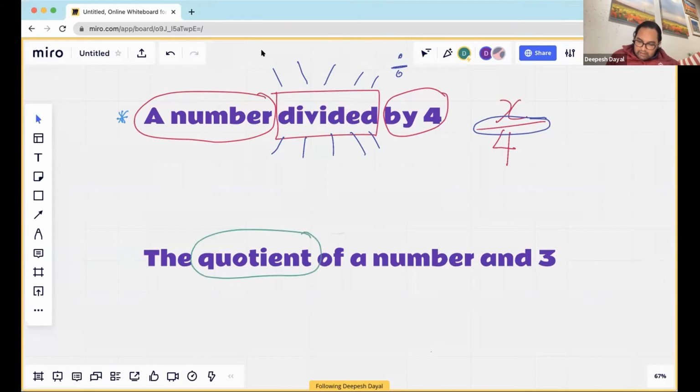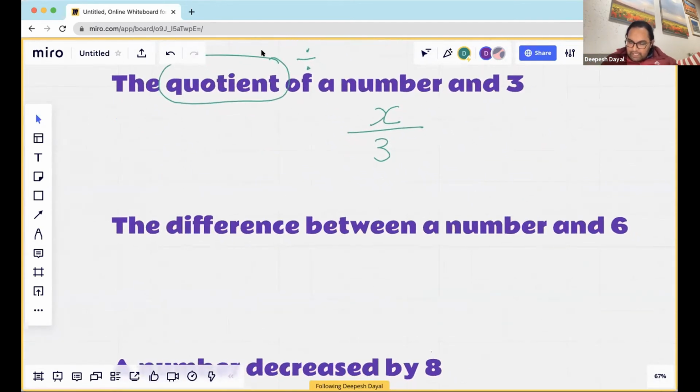Quotient means divide, right? A quotient of a number, which is x, and 3. But I heard 1 or 2 people saying 3x. Remember, that would have been product. This one is quotient. Quotient is divide. Okay, let's look at the next one.